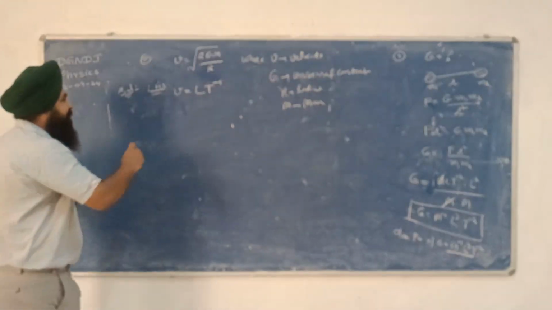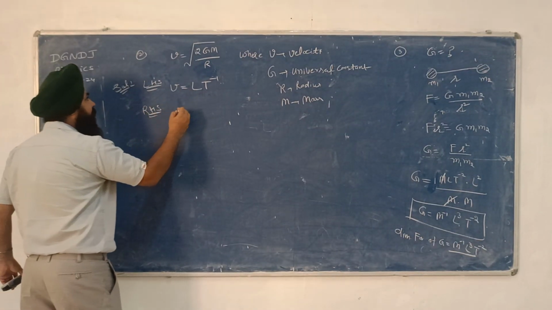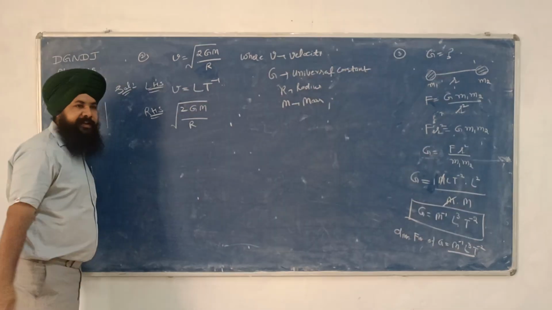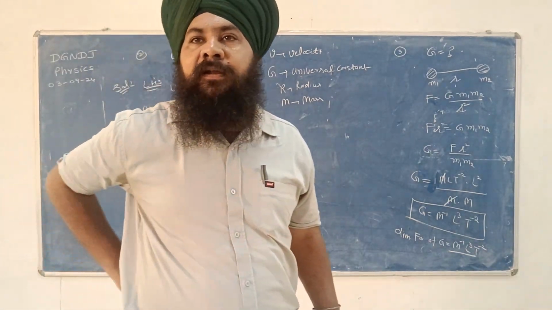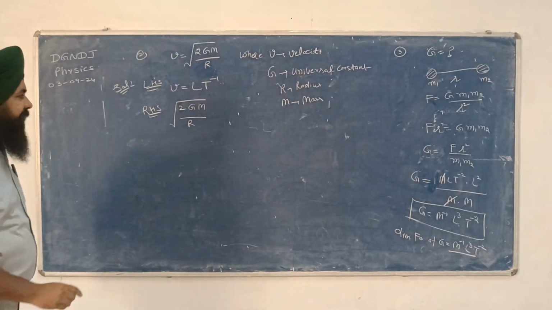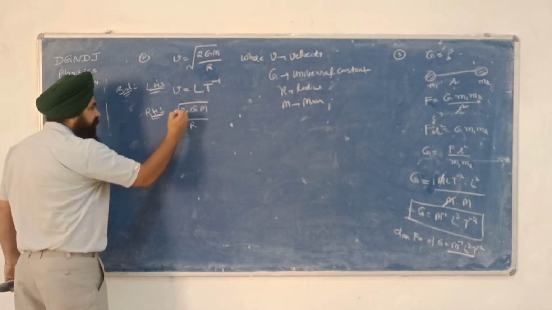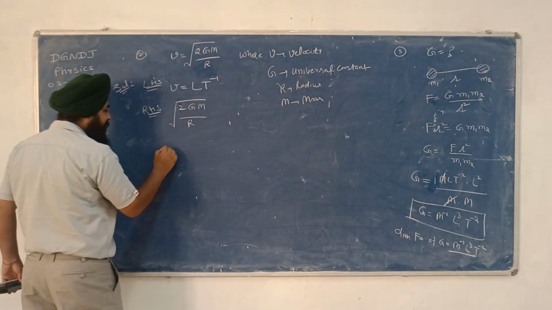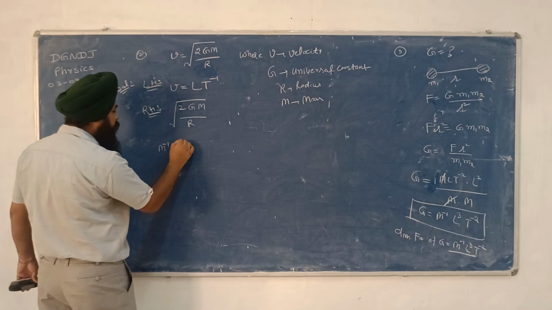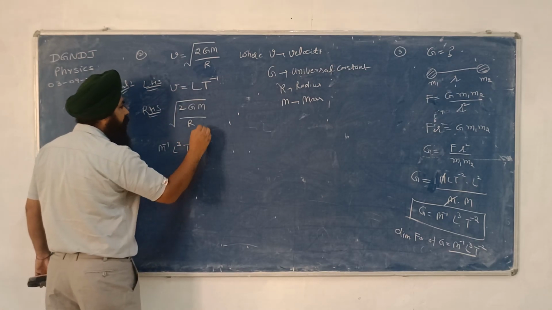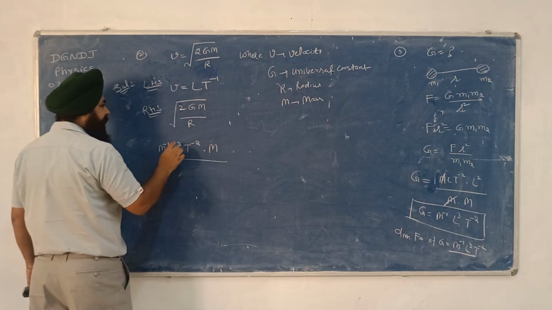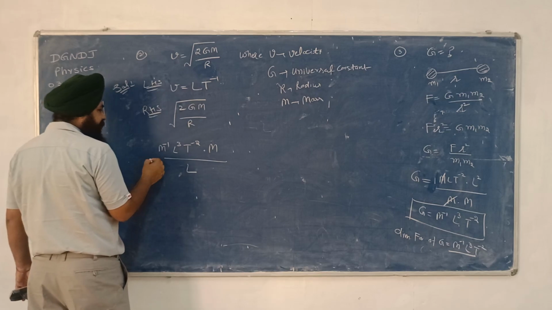Now let us calculate the RHS. RHS is equal to the square root of 2GM divided by r. 2 is a constant, and a constant number does not have any dimensional formula. So I put the value of G: M minus 1 L cube T minus 2, into the formula of M, which is just M for mass, divided by r, which is L.